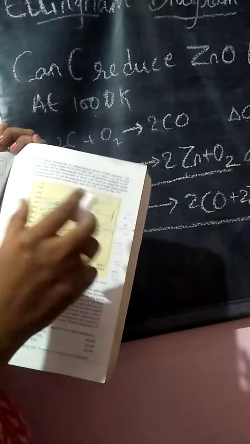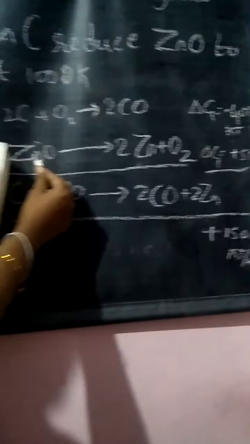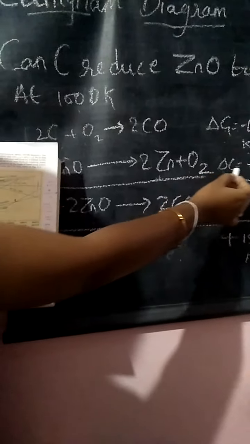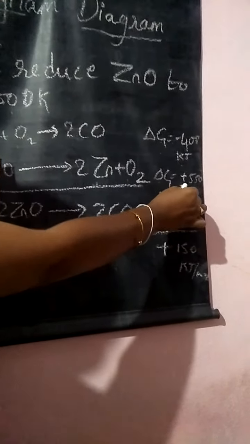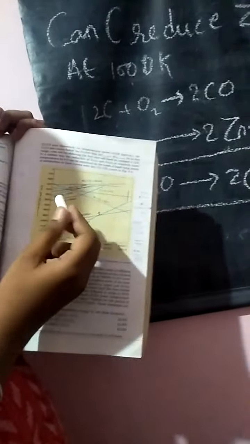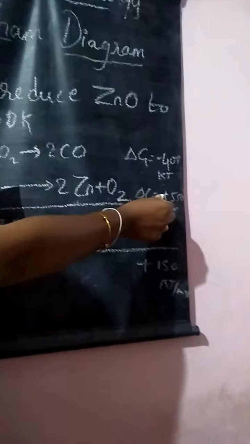So the Ellingham diagram gives us the delta G values, and here you can observe zinc oxide converting into zinc metal and oxygen. I have taken it as plus 550. Here the plot is for zinc getting converted into zinc oxide, but I am taking the reverse equation here. For the reverse equation, that's why I have taken the symbol as plus 550 but not negative.